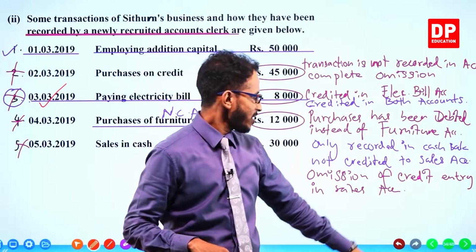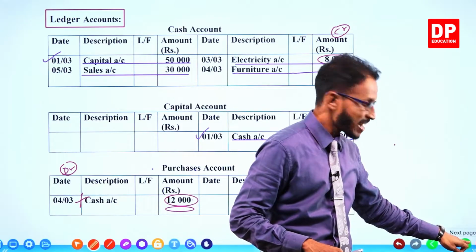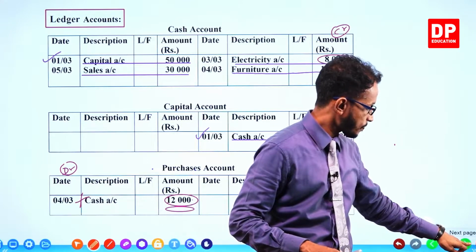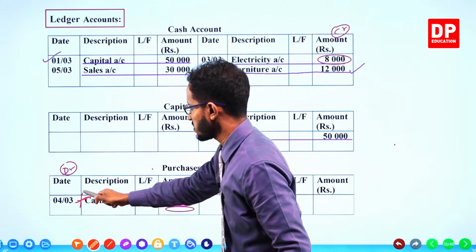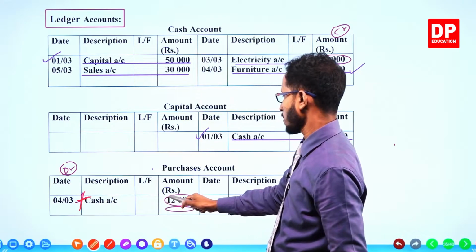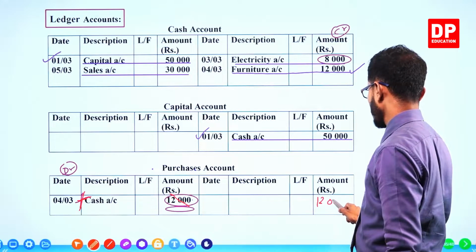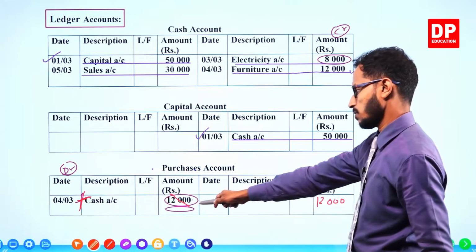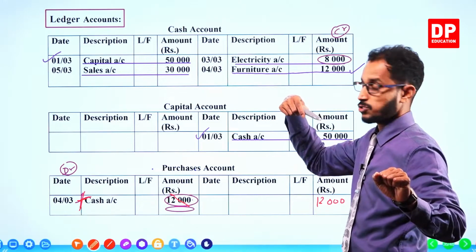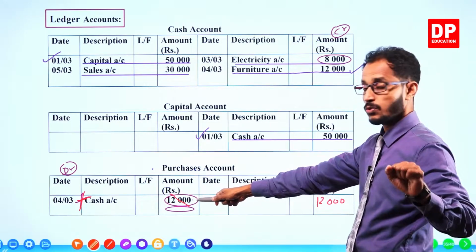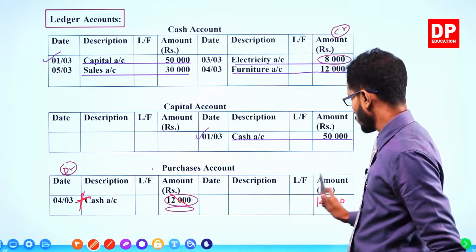Instead of furniture account, by mistake purchases account is debited. See? So to cancel this off, credit the purchases account. You don't double the amount like before, because you don't keep any remainder here. You just cancel this off, 12,000.